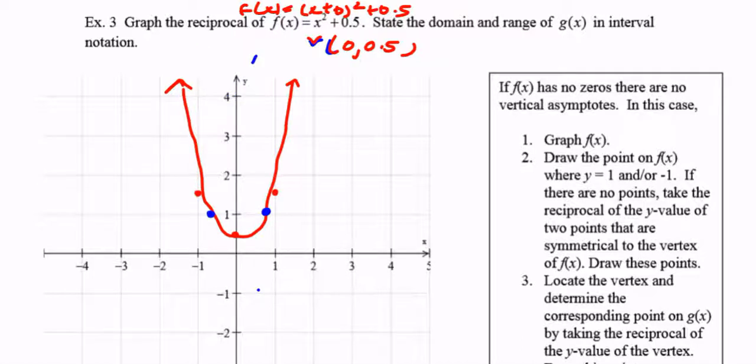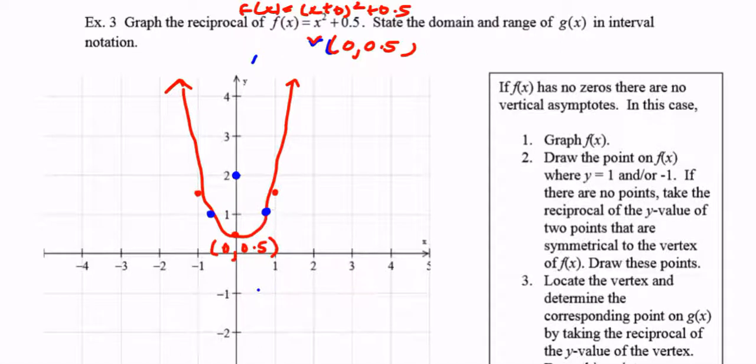All right, so let's see. Locate the vertex and determine the corresponding point on g of x by taking the reciprocal of the y value of the vertex. All right, so there's the vertex at 0, 1/2. I could probably just draw that in, so 0, 0.5. Or if I say 1/2, does that help? Because when you take the reciprocal of 1/2, you know that that is 2. So the reciprocal is 0, 2. Okay, so now I have 3 points so far.